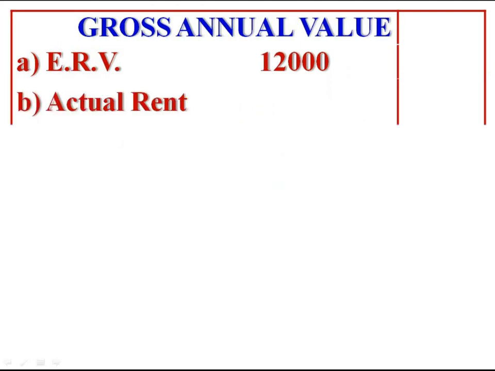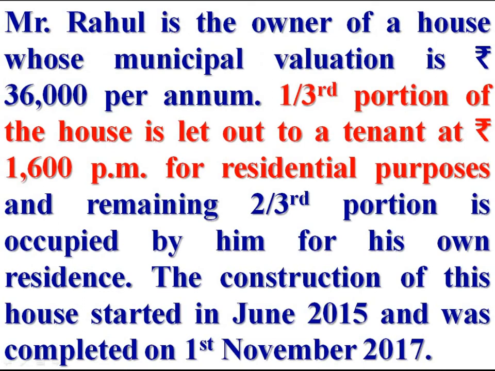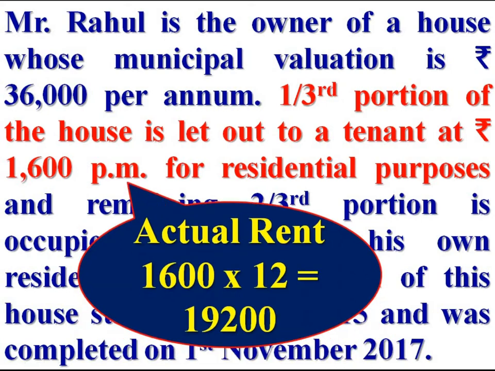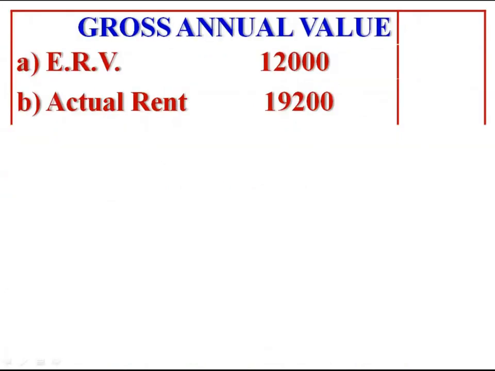Then actual rent. The 1/3 portion of the house is let out to a tenant at rupees 1,600 per month. That is 1,600 into 12, 19,200. Actual rent 19,200. Compare the expected rental value and actual rent. The highest amount will be gross annual value, that is 19,200.